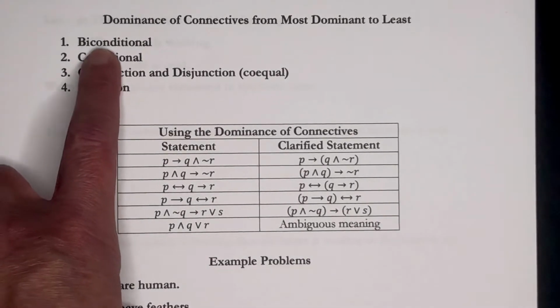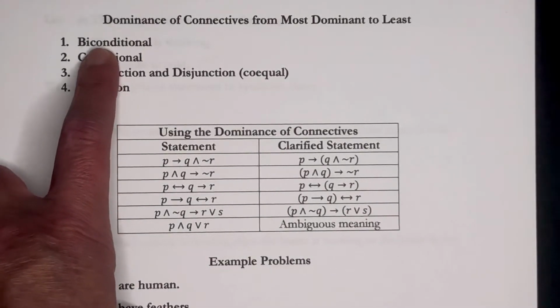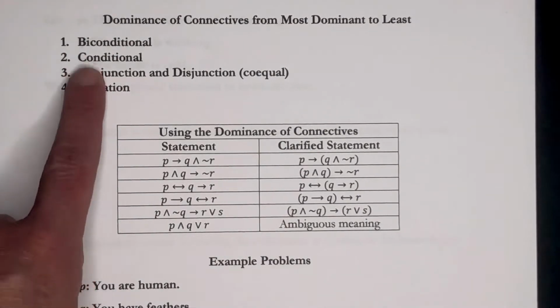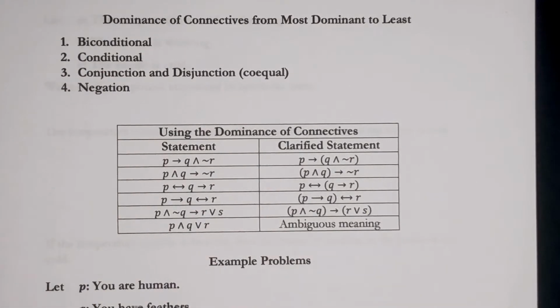The most important thing is the biconditional. So if you see a double arrow, you need to put the stuff on either side of it in parentheses. Then the conditional, so if you're seeing a single arrow, that's the next most important thing. And then conjunction and disjunction, those are co-equal. So if you see an and or an or, that would be the part you do next. And then negation is the last one.